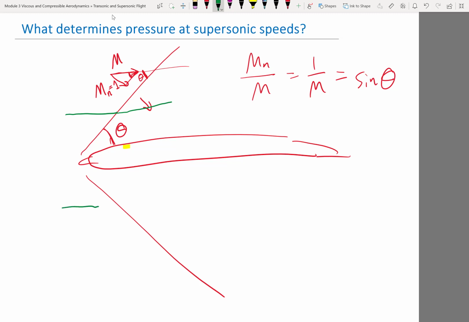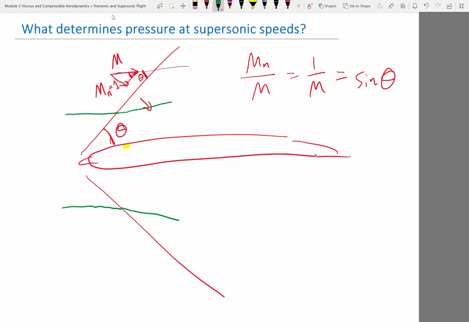And similarly, on the bottom of the airplane, if we have a similar shock, which direction would the flow turn? It would turn down, right? Okay, so these are symmetric. So let's just analyze one side of the flow.